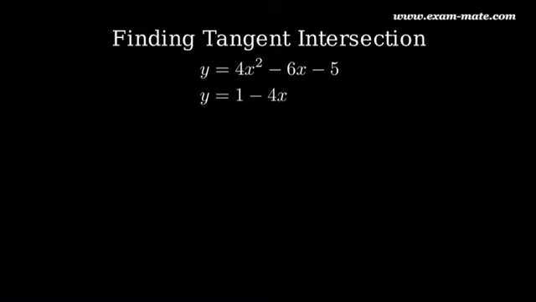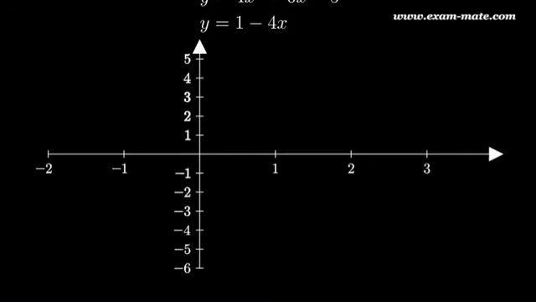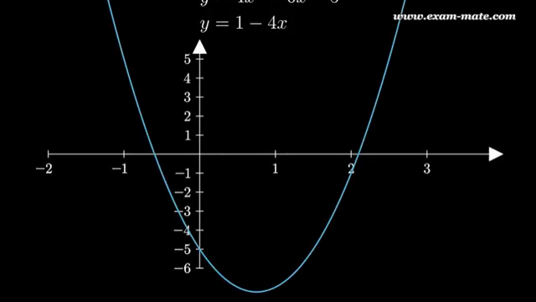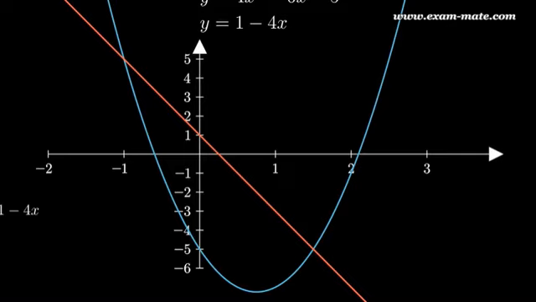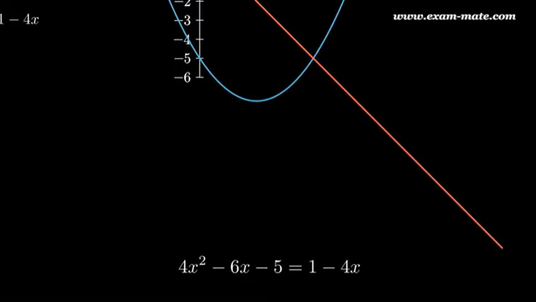Let's visualize this. Here are our axes. Here's our parabola, y equals 4x squared minus 6x minus 5. And here's our line, y equals 1 minus 4x. First, let's find the intersection points. We set the equations equal to each other.